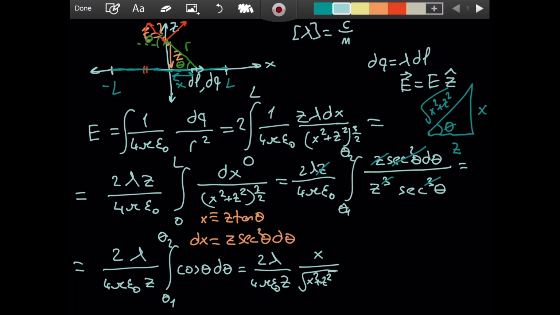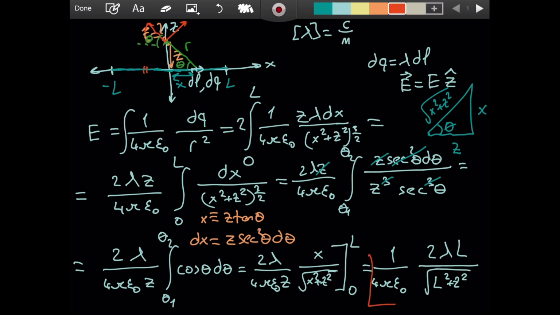And now, as you can see, we are back with x, which means we are back with the original boundaries of L and 0. Now, I think it is quite evident that when you plug in 0, this goes to 0, so we don't even need to worry about the lower boundary. So we just substitute the upper boundary, which gives us, well, let's write it in a nice way. It is going to be 1 over 4 pi epsilon naught, 2 lambda L over, let's see, over the square root of L squared plus z squared.